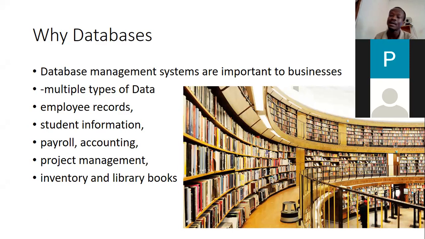Multiple types of data can be stored, and that is why, for example, you can look at employee records. You just don't employ people and you just don't know where they are. I mean, seriously speaking, you need employee records. It's important. Student information is important. You go into a school and nobody knows that you are there. Your lecturer doesn't even know you're in the class.